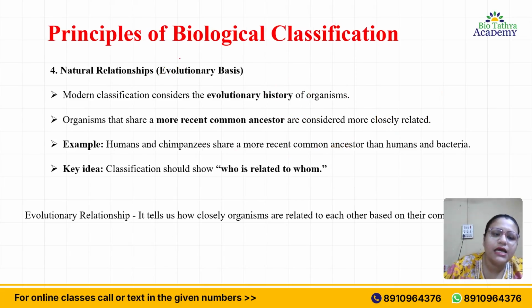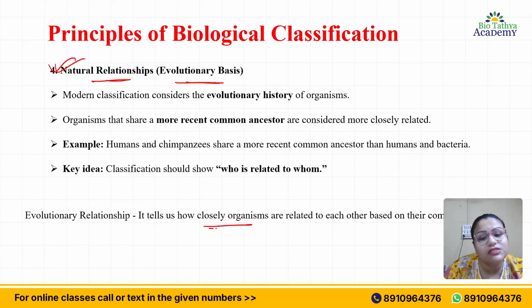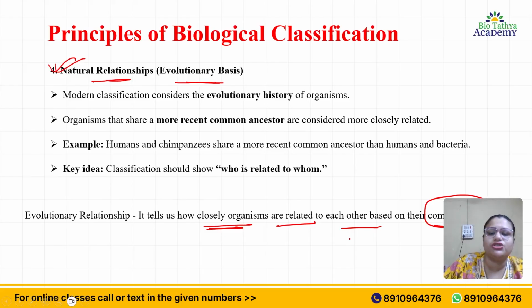Okay, then came the natural relationship, which is the evolutionary basis. Now what is evolutionary basis? You will tell me, ma'am, the term is very difficult, so please simplify it for me. Okay, it tells us how closely organisms are related to each other based on their common ancestors. Based on their common ancestors, how are they related to each other? This is the simple logic and simple definition behind evolutionary relationship.